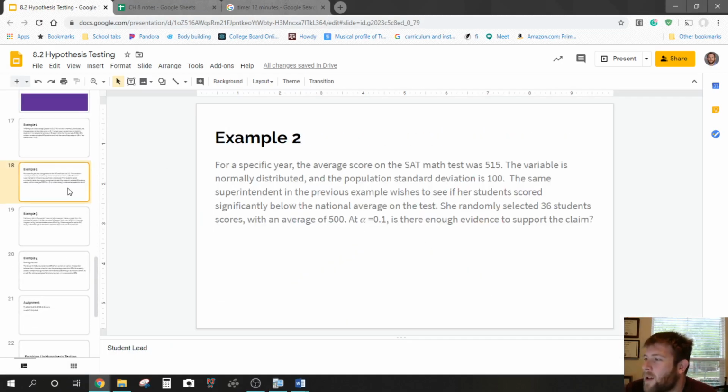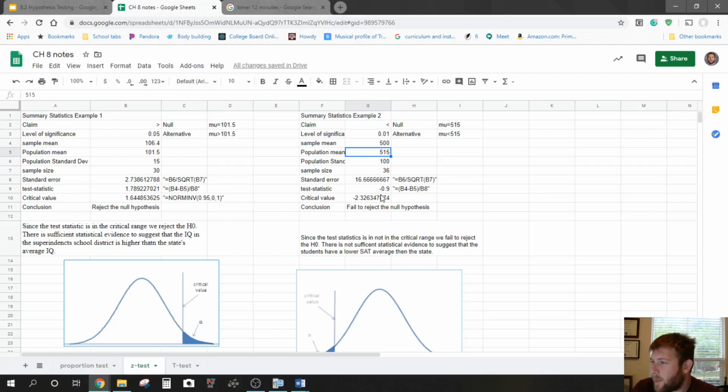For a specific year, the average score on the SAT was 515. The variable is normally distributed, and the population standard deviation is 100. The same superintendent in the previous example wishes to see if her students scored significantly below the national average on the test. She randomly selects 36 student scores with an average of 500. At an alpha of 0.1, is there enough evidence to support the claim? Okay, so I do need to change something. I misread that. It's not 0.1, it's point... There we go. Alright, so I have my null and alternative written out right here.